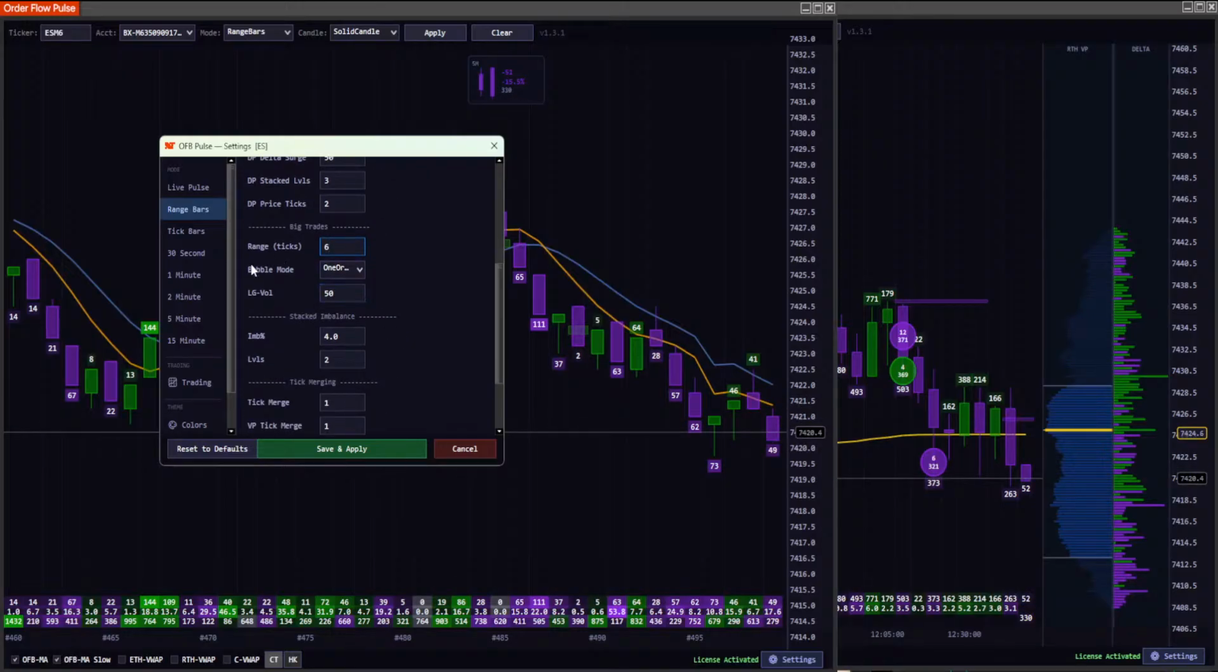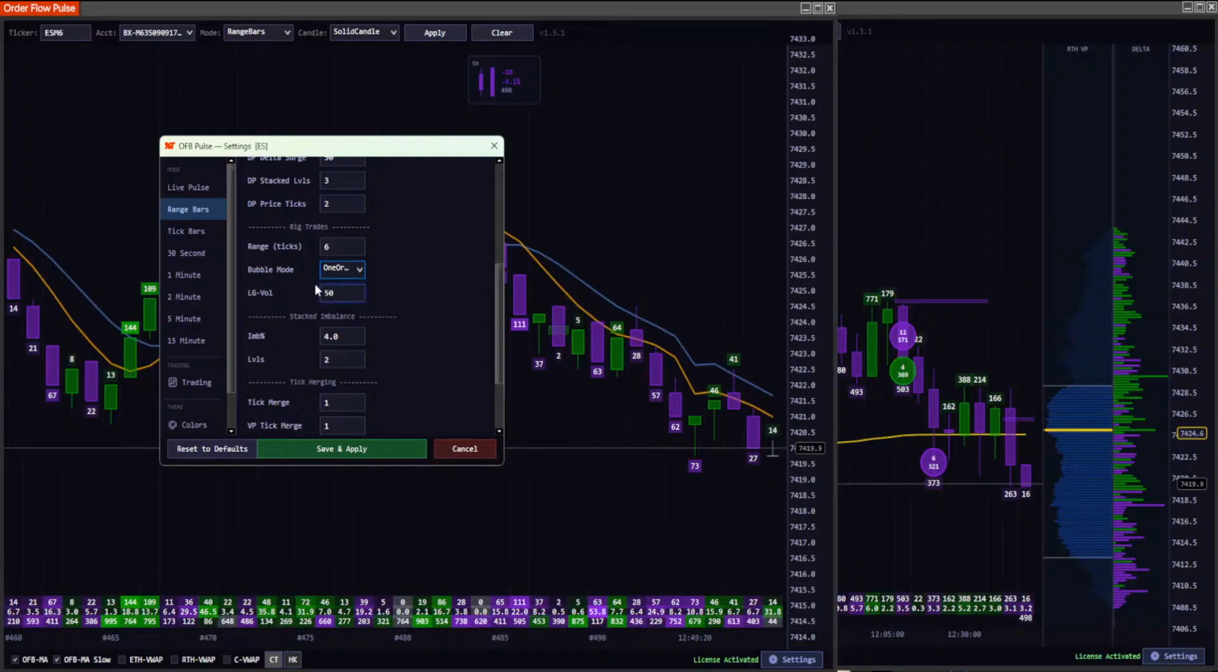And I do 1 order. Bubble mode is 1 order, 50 contracts. That seems to be pretty decent. You can go less. That is really going to change. And then the imbalance is set to 4 and 2.